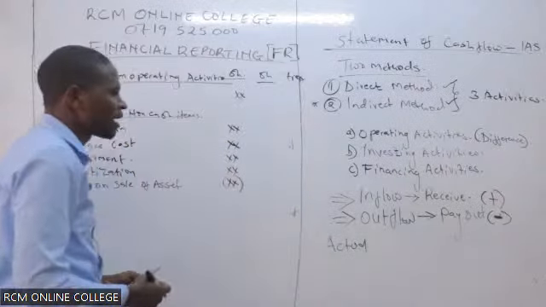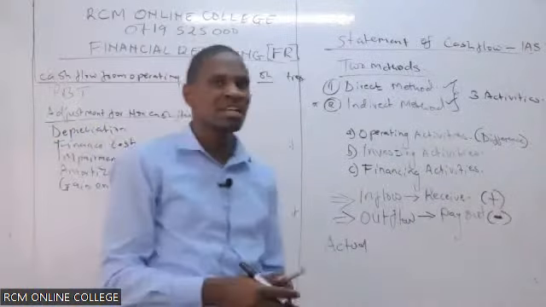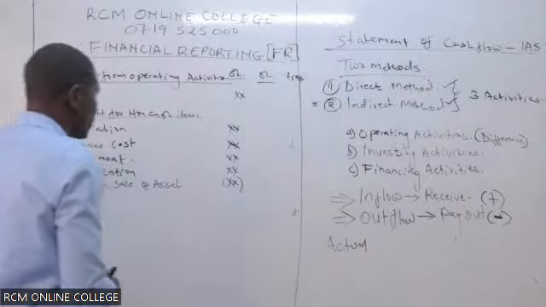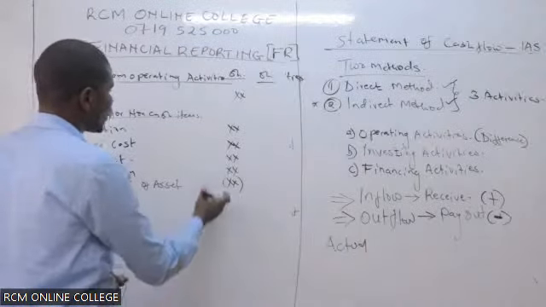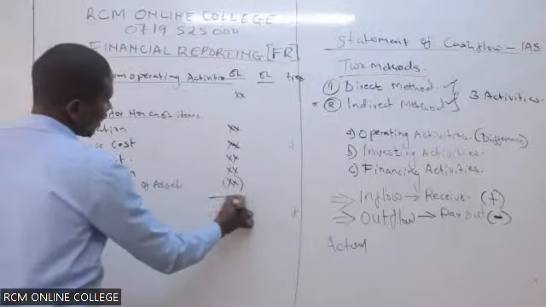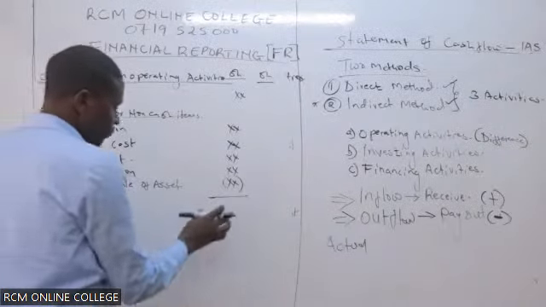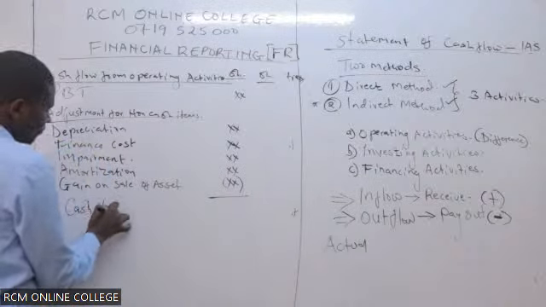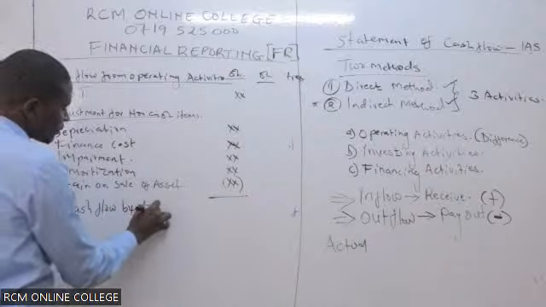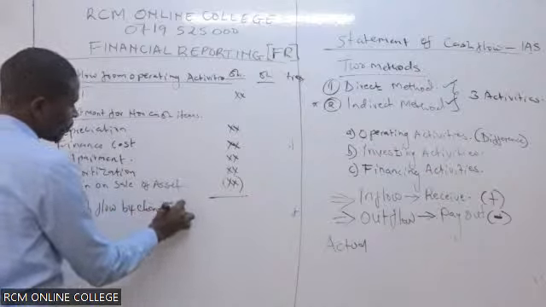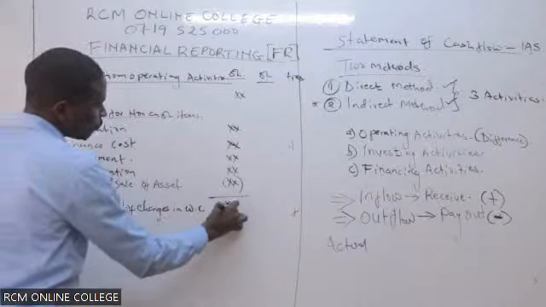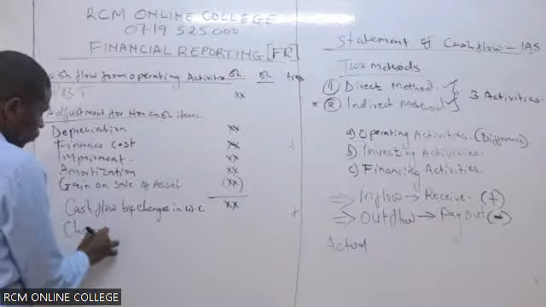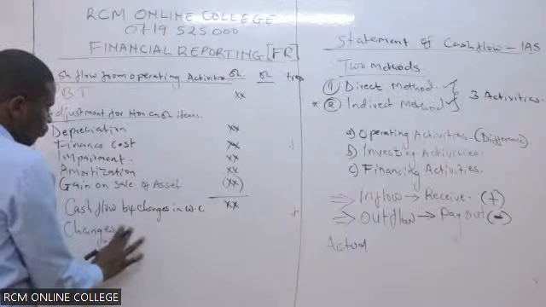Sometimes you find that there are those government grants. We shall look at it when we shall be opening an account. Now, after you reach this point, whatever you get here will be cash flow before changes in working capital. Cash flow before changes, adjusting for changes in working capital, and then you come and put your changes in working capital here.